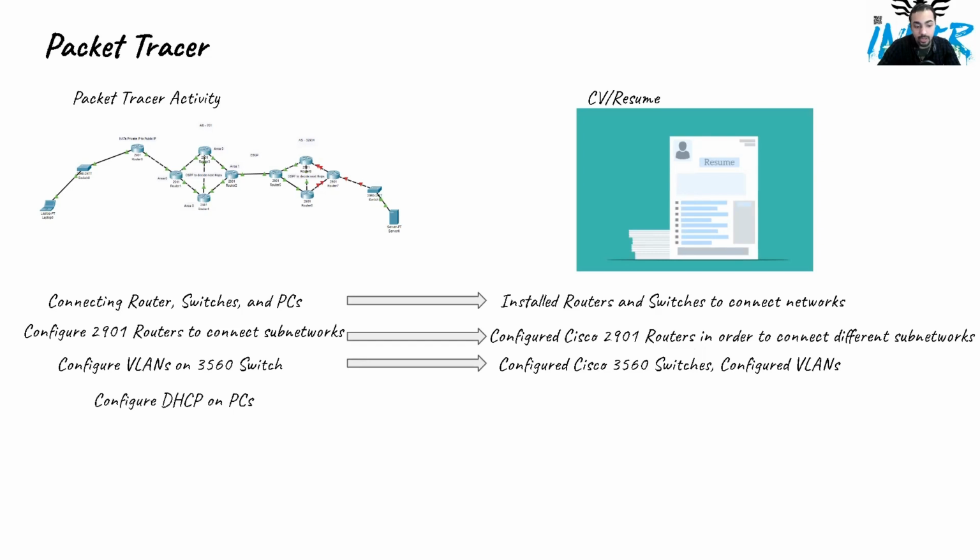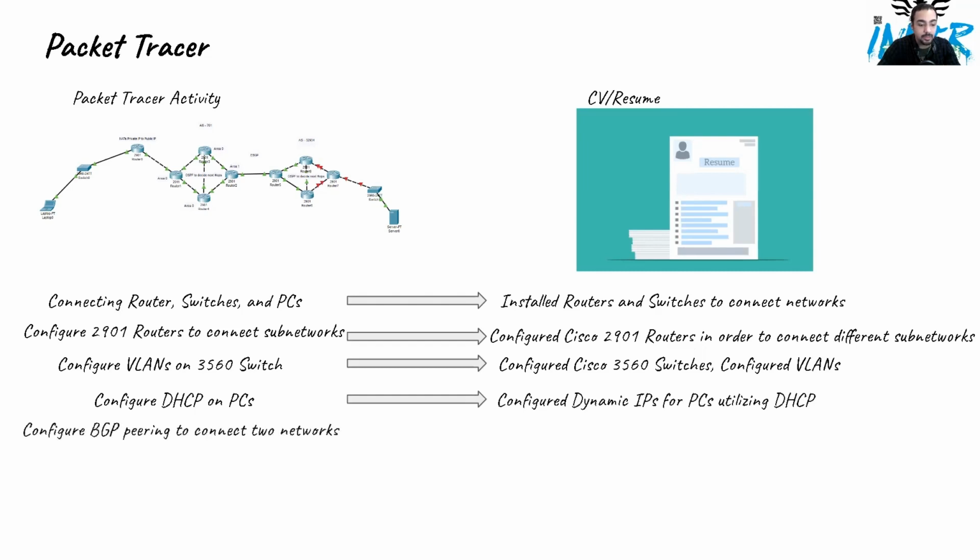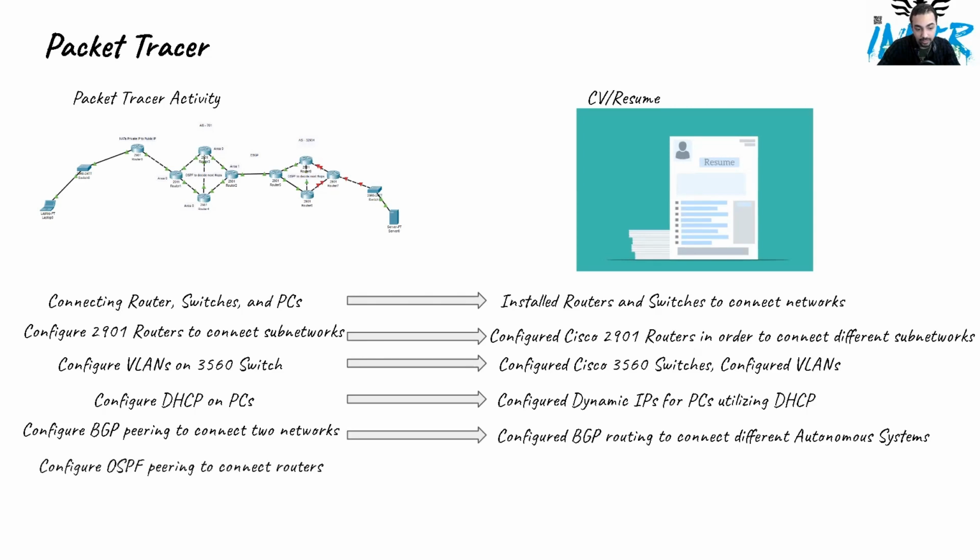Configure DHCP on PCs, well, then you configured dynamic IPs for PCs utilizing DHCP. If you configure BGP peering to connect two networks, then you configured BGP routing to connect different autonomous systems. Configured OSPF peering to connect routers, well, then you configured OSPF interior gateway routing protocols. I hope you're seeing the possibilities that hands-on experience with Packet Tracer and a bit of wordsmithing can do for your resume.